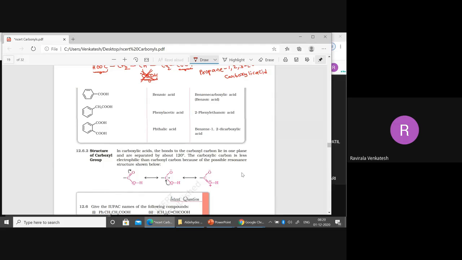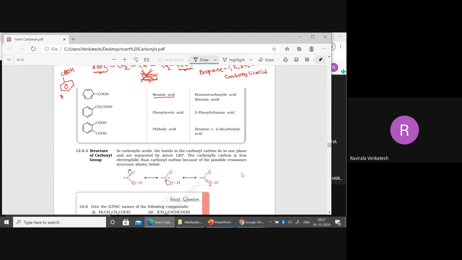Understood here? Now, when you write benzene with CHO, what are you calling this one? What is the name of this one? The name of this one will be benzaldehyde. Similarly, if you place COOH here, what happened? This is called what? Benzoic acid. Benzaldehyde, benzoic acid. You can also call it benzene carbaldehyde.